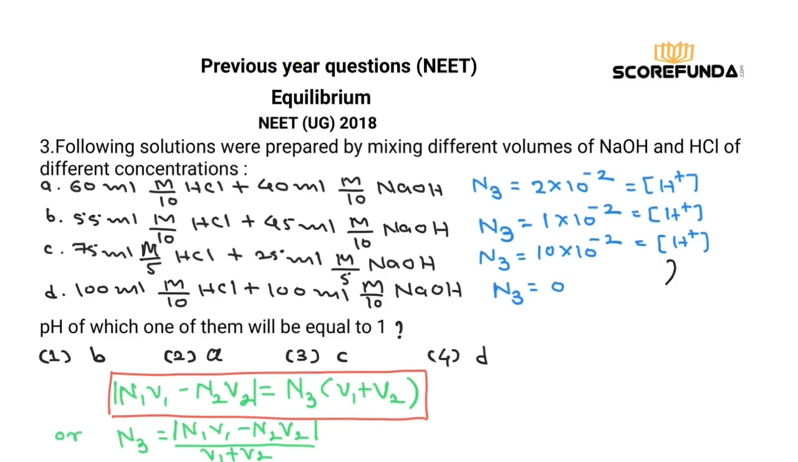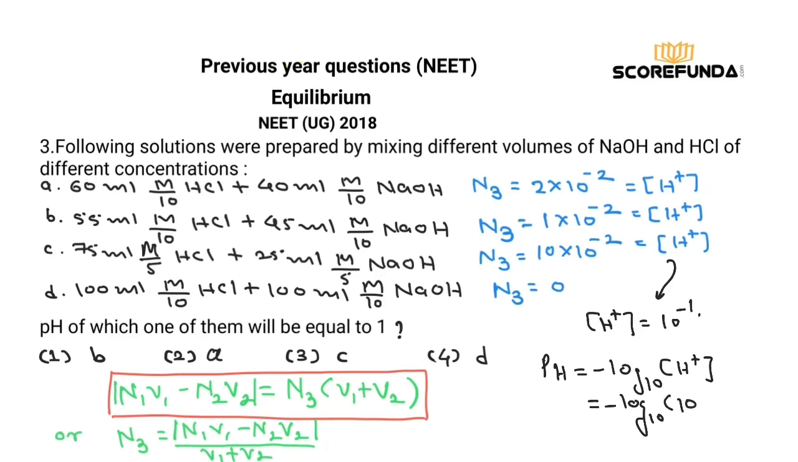So if we take C condition N3, so concentration of H plus will be equals to 10 to the power -1. Now pH should be equals to minus log to the base 10 concentration of H plus, which will be equals to minus log to the base 10 to the power -1, and should be equals to 1. So C के लिए हमारा pH जो है वो क्या आना चाहिए? 1 आना चाहिए, and that should be your answer option 3, that is C. So for C the pH will be equals to 1.